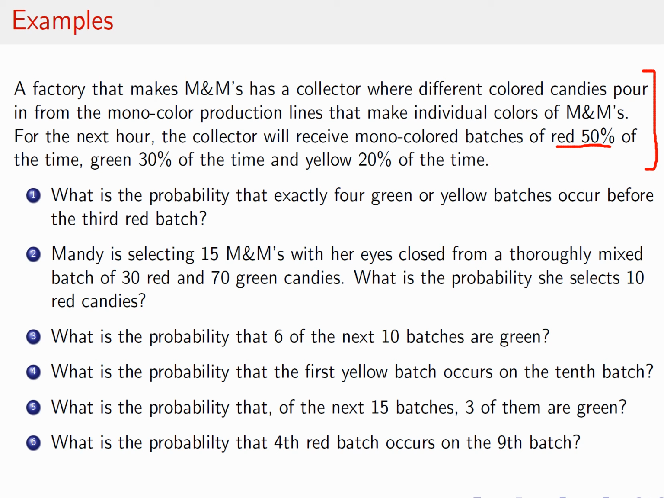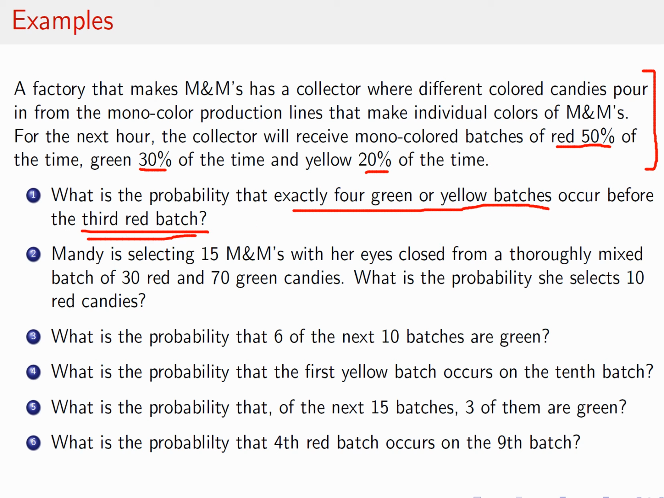So what is the probability that exactly 4 green or yellow batches occur before the third red batch? Well, the probabilities aren't changing. We still have the 50, 30, 20% up here, so the probabilities are fixed. So we know it's not hypergeometric. But here we have a stopping criteria of the third red batch. This is k equals 3. The third success is the stopping criteria. Therefore, we have the negative binomial. I can tell because of this stopping criteria. It could have been geometric if they asked when the first red batch would occur, but since they asked when the third red batch is going to occur, I know that's negative binomial.